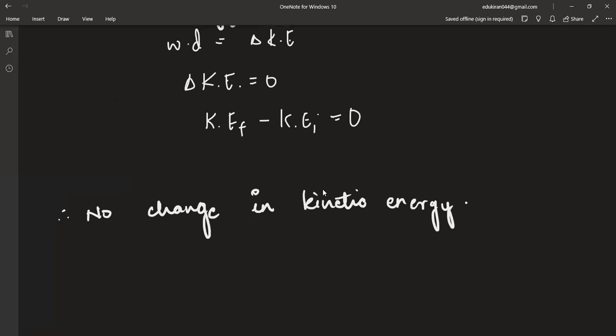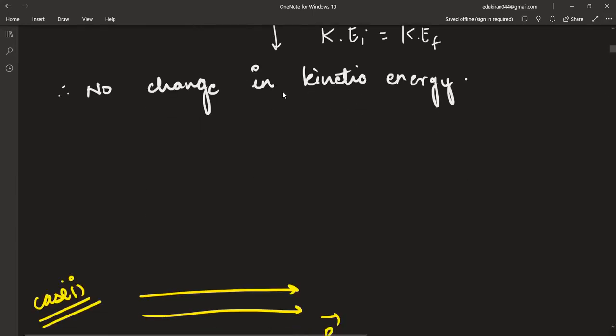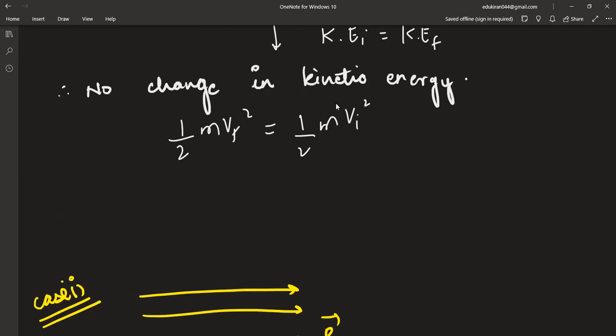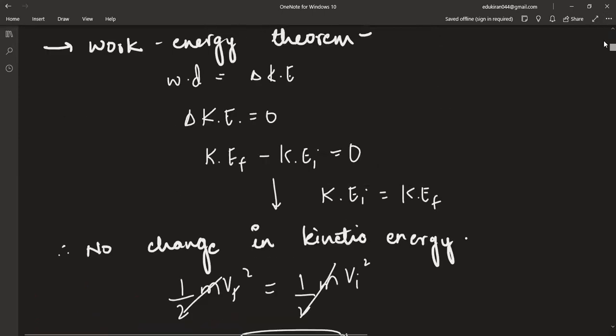So there is no change in kinetic energy, and we can say kinetic energy initial is equal to kinetic energy final. Half m v final square is equal to half m v initial square. Half m cancelled, so v final is equal to v initial. This is the proof that comes. This case will come only when the force is perpendicular to displacement.